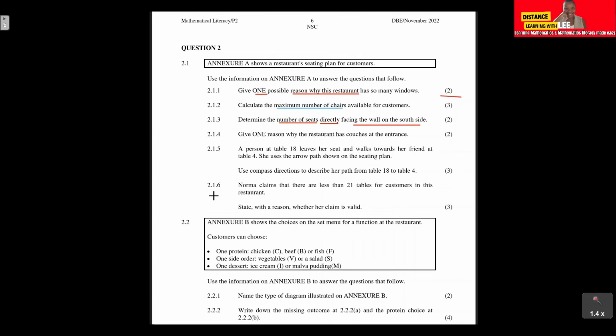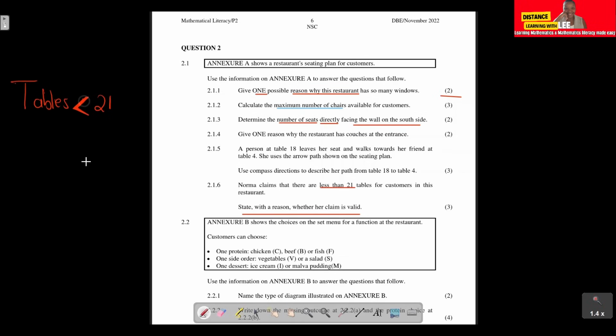Question 2.1.6. It says Norma claims that there are less than 21 tables for customers in this restaurant. You need to state with reason whether her claim is correct. So Norma is saying that in this restaurant we've got fewer than 21 tables. We need to state with reason whether her claim is valid.